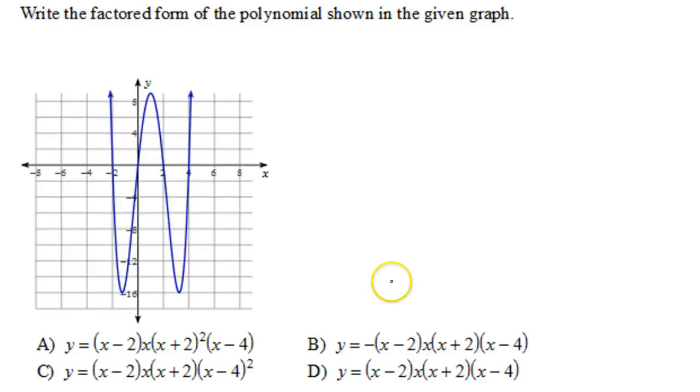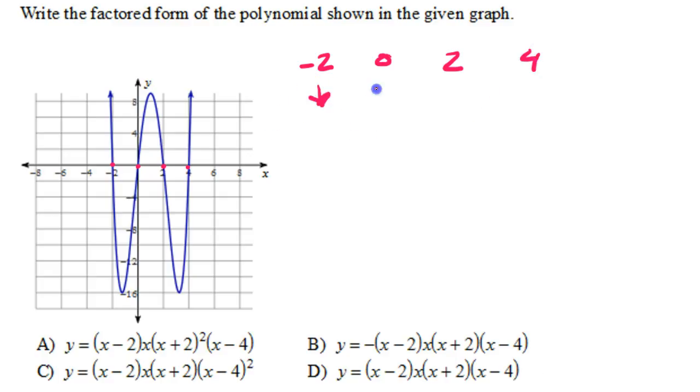In this video, we will write the factored form polynomial for the polynomial whose graph is shown here. First step is to look at the x-intercepts. We have an x-intercept here at -2. We have one at 0. We have one at +2. And we have one at 4.